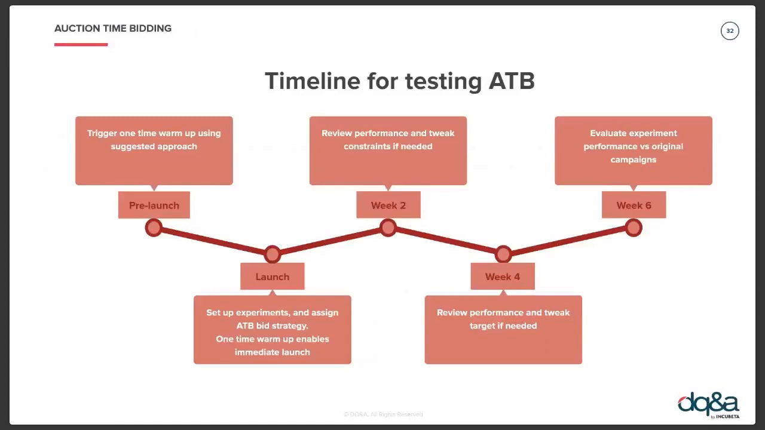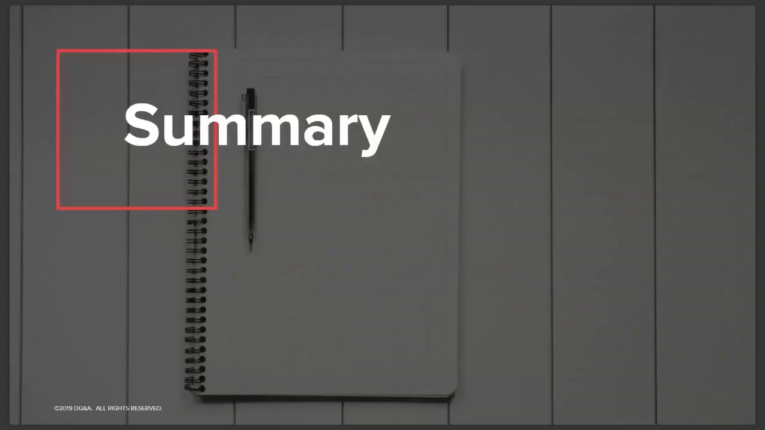After 4 weeks, you can then make changes to the actual target. We would suggest making small target changes here to keep the performance stable and optimal. We found success by making small changes at a more regular basis than one big change on an irregular basis, as it allows Search Ads 360 to stabilize performance. After 6 weeks, you can then evaluate your performance versus the original campaigns. Hopefully, you'll see great results.